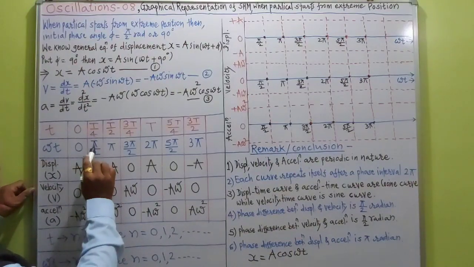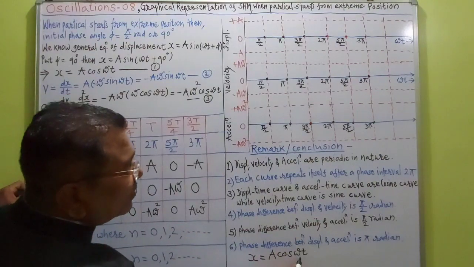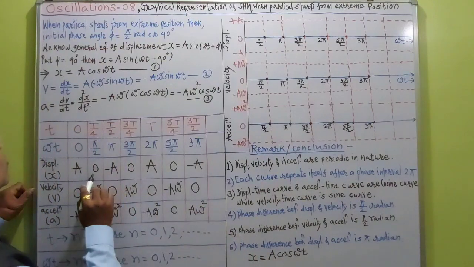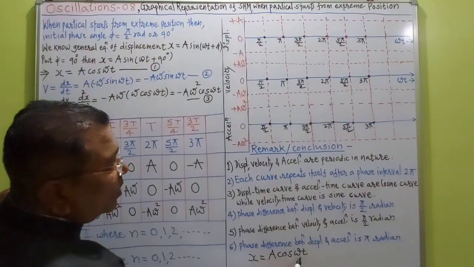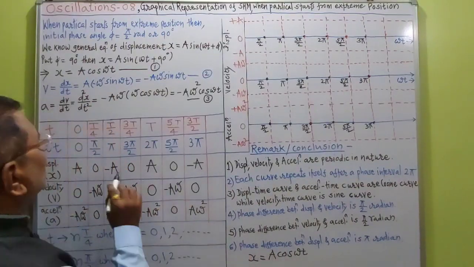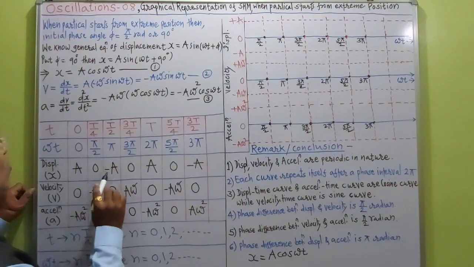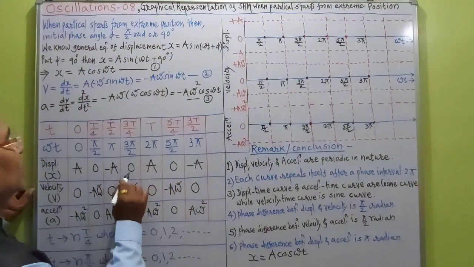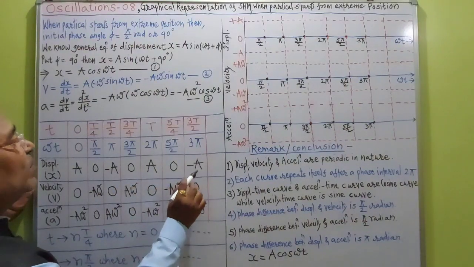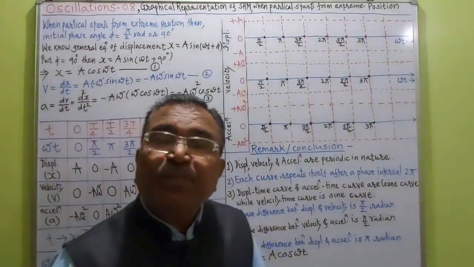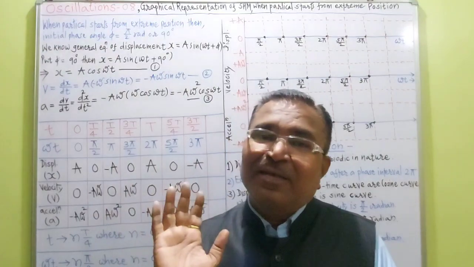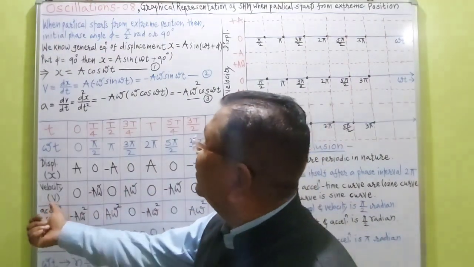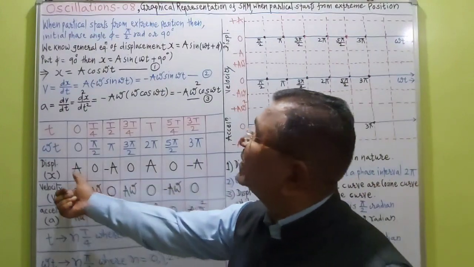Put omega t is equal to pi by 2. Cos of pi by 2 is equal to 0. 0 into A we get is 0. Put omega t is equal to pi. Cos of pi is equal to minus 1. Then we get minus 1 into A, we get minus A. In this way, A, 0, minus A, then serially we get 0, A, 0, minus A. In this way, we prepare the values of displacement for every omega t.